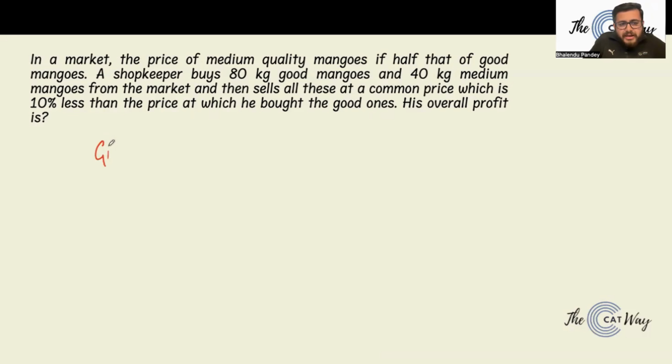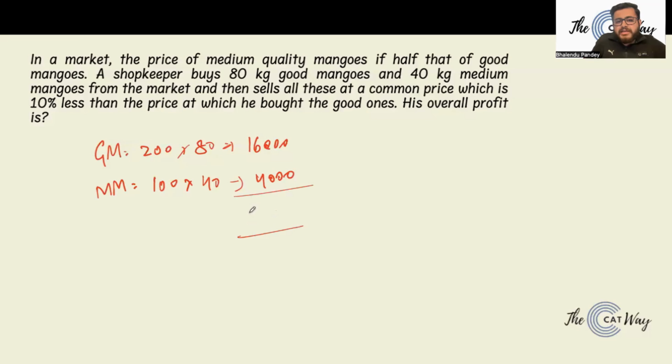So let's say, because no absolute value is given, my good mangoes cost rupees 200. My medium mangoes cost rupees 100. He bought 40 kg medium and 80 kg good. So the total cost price incurred for him is 16,000 over here and 4,000 over here. That means the total cost price that he has incurred is 20,000 rupees.